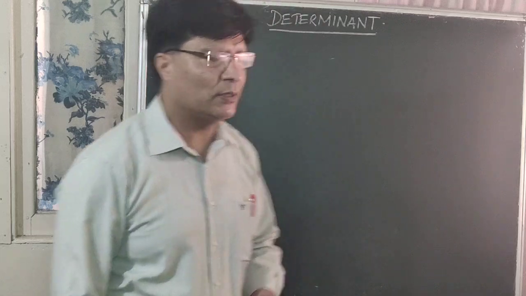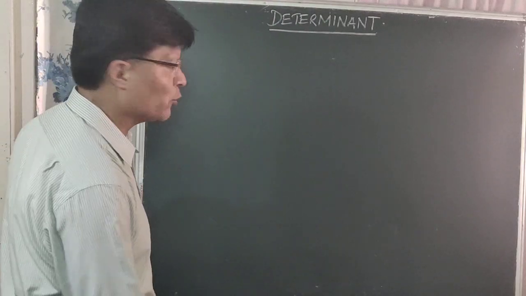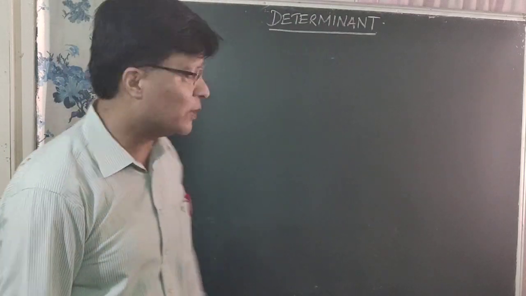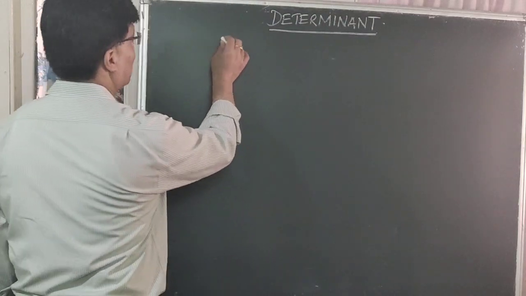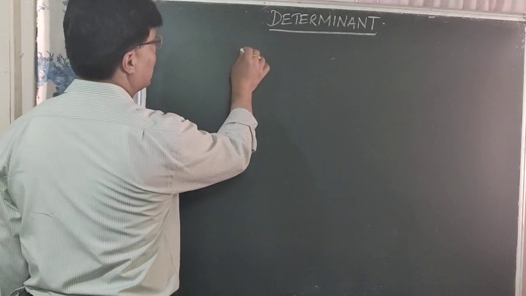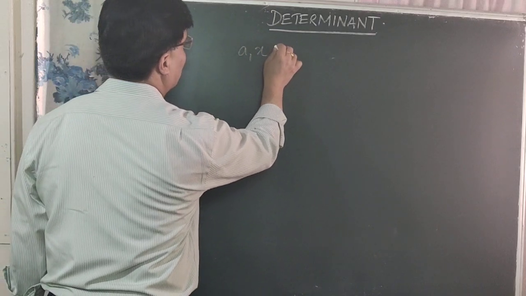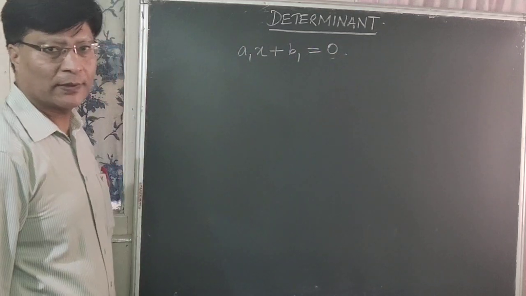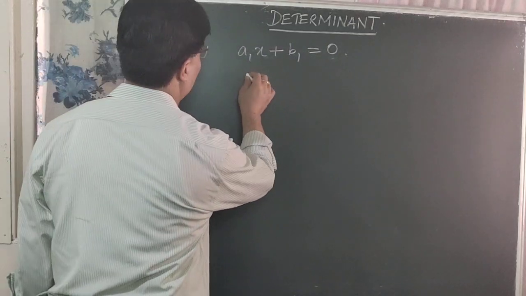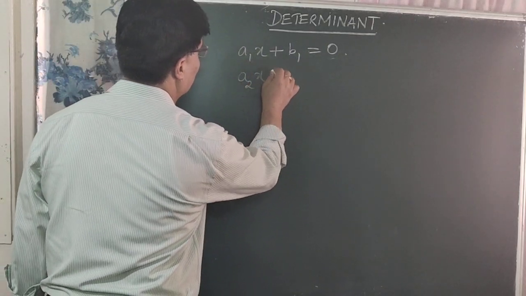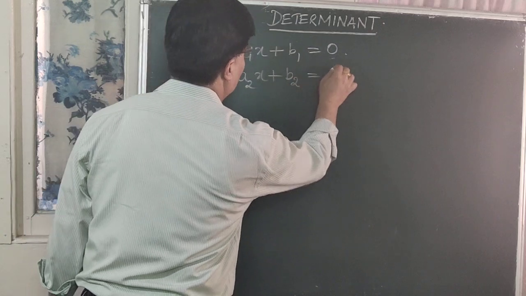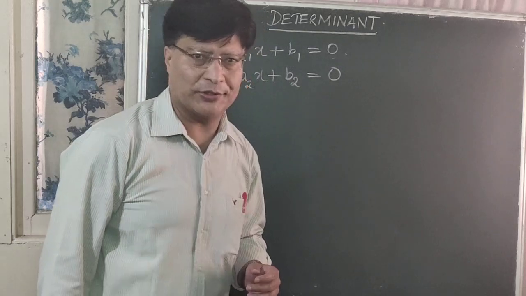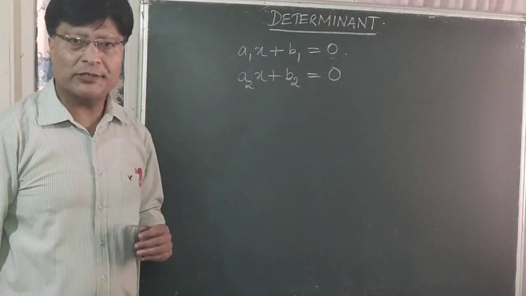So first of all, let us consider two linear equations, right? You know what are two linear equations, isn't it? Let us assume two linear equations as a1x plus b1 is equal to 0, right? Next, a2x plus b2 is equal to 0. So these are two linear equations. You know what are linear equations, right?